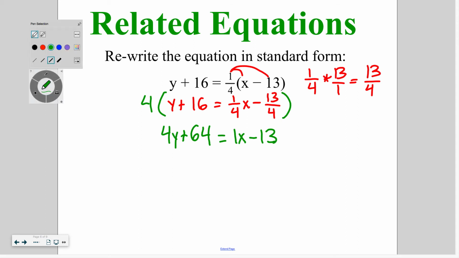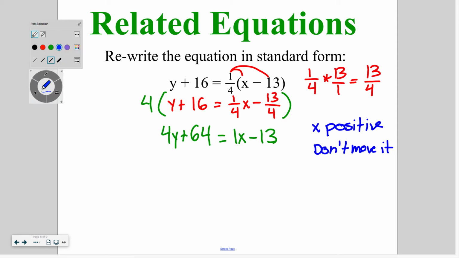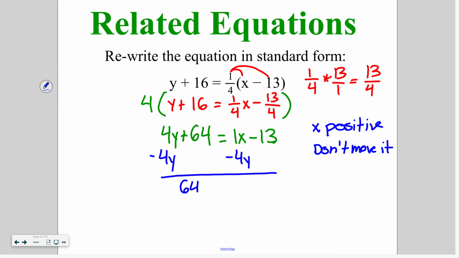Then I need to go ahead and finish up. Our x right here is positive, so we don't move it. Again, x is positive, so we don't move it. You do not need to write that, but I'm just reminding you on each slide of what you are doing. So we're going to minus 4y from both sides, giving me 64 is equal to 1x minus 4y minus 13.